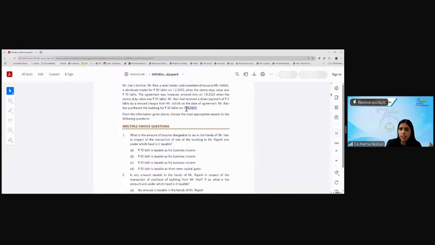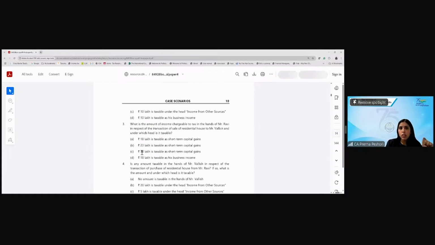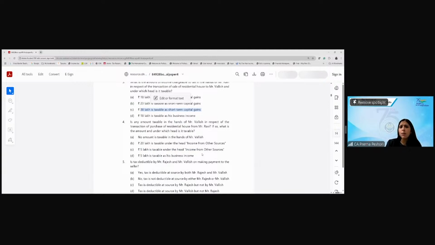Because this was purchased on 17/8/2023 and I'm selling this property on 1/2/2025, which is within 24 months. So this will be short-term capital gain. So 38 lakh is taxable as short-term capital gain. Is any amount taxable in the hands of Valish in respect of the transaction of purchase of residential property from Ravi? If so, what is the amount and under which head is it taxable?